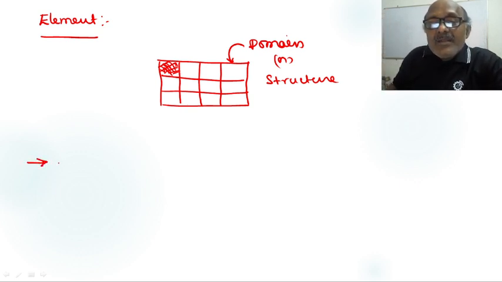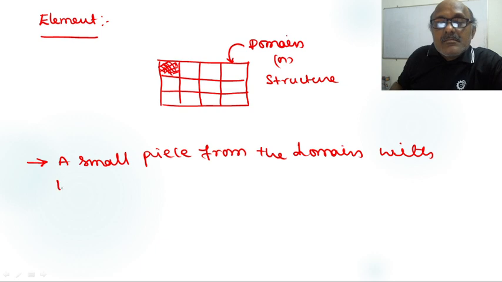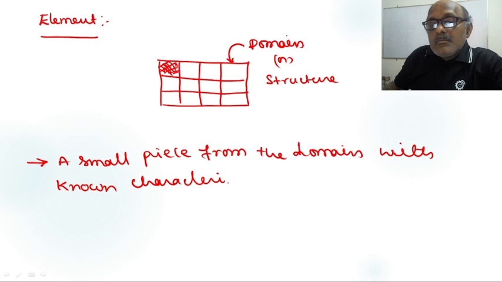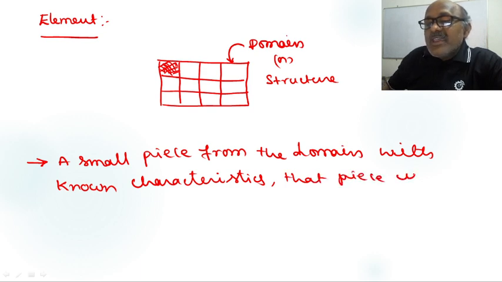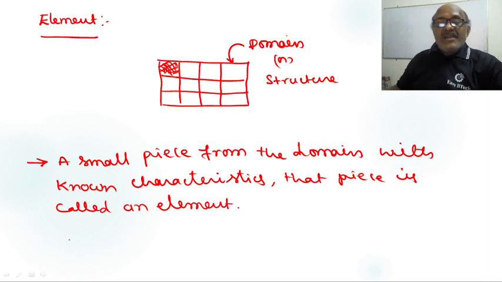So here, I will write down: a small piece from the domain or structure with known characteristics, that piece is called an element. All of you clear, my dear students?